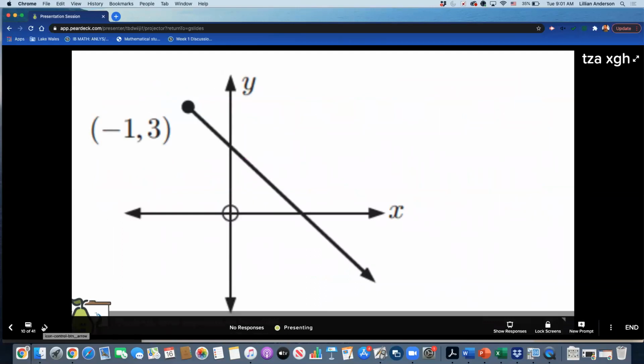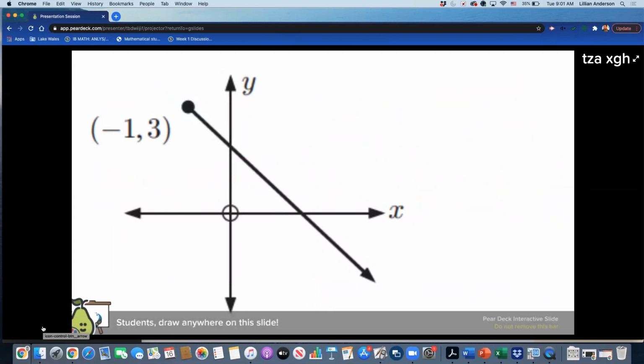I want you to find the domain and the range of this particular function. I want you to find the domain in interval, and I want you to find the range in set. You're doing this on the Pear Deck.